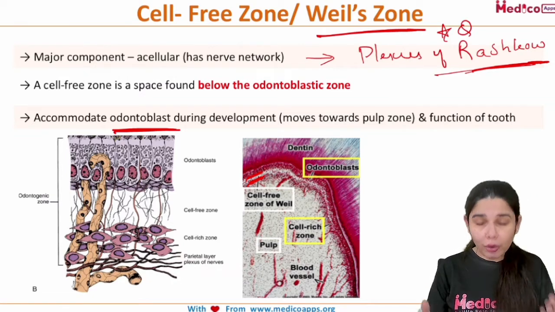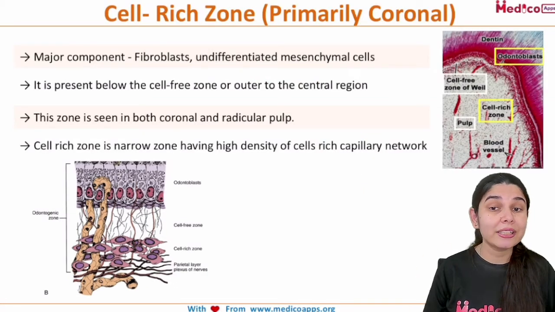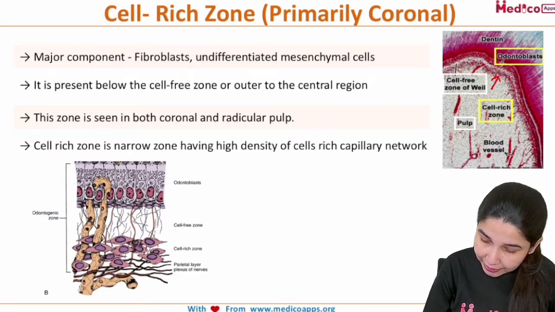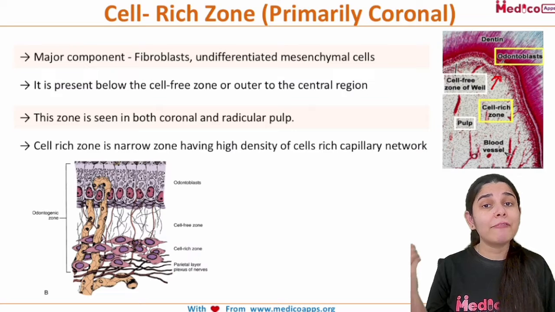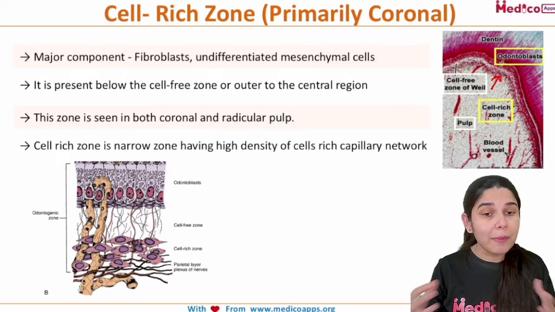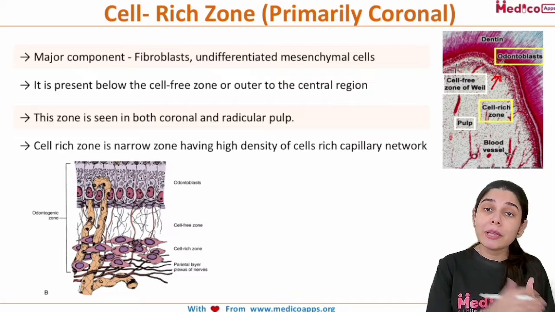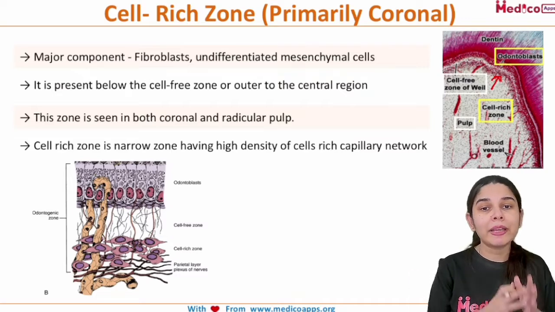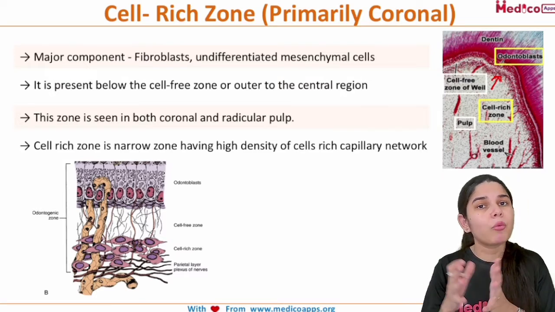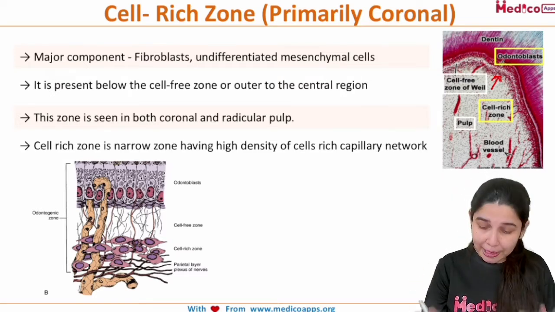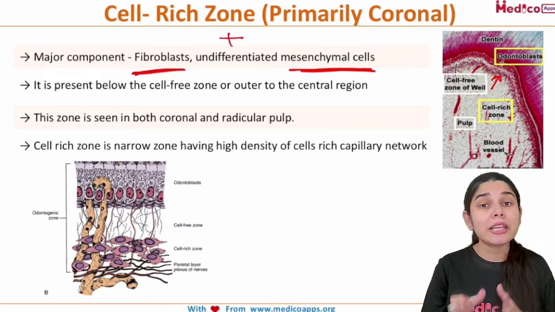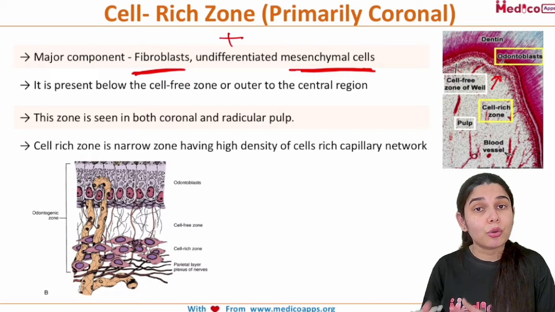With this, now I'm going to move to the third zone, that is the cell-rich zone. As you can see in this image, this pinkish portion here is the cell-rich zone. That means a lot of cells are present here. So what is the major component? Automatically the major component will be the fibroblast, and a lot of cells are present. And what are those cells? The mesenchymal cells are present. So fibroblast plus mesenchymal cells are present in the cell-rich zone.